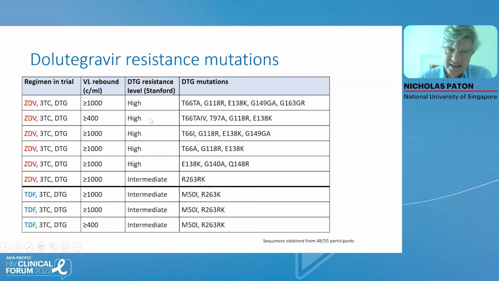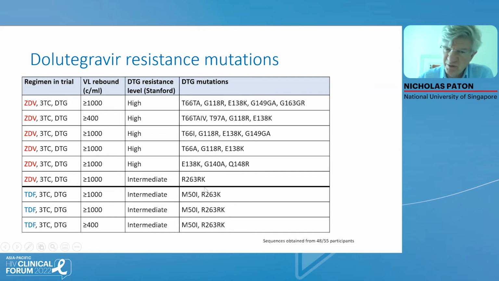You can see that those 6 on zidovudine, 5 of them had high-level resistance to dolutegravir with this pattern here with a G118 or E138 pathway Q148. So high-level resistance, a very ominous cluster of resistance mutations. Just one had intermediate level resistance with a 263K mutation, whereas in the tenofovir group, the 3 that had resistance there, all of them had an intermediate level and this 263 mutation, which is of uncertain significance.